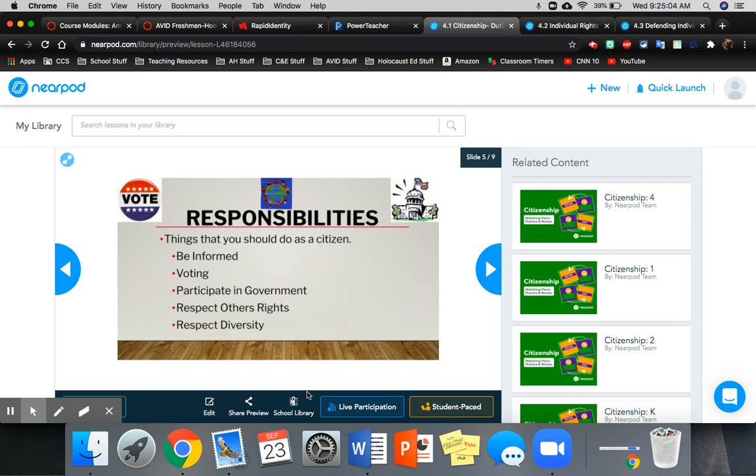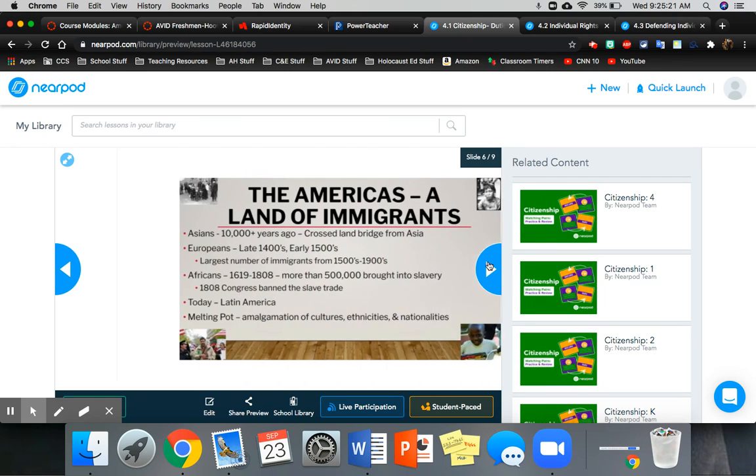Anyways, participating in government. So this can mean campaigning for certain candidates. This can mean voting. This could mean even running for office. Respecting others' rights, respecting diversity. These are things that you should do as citizens, but obviously not everyone does these things.